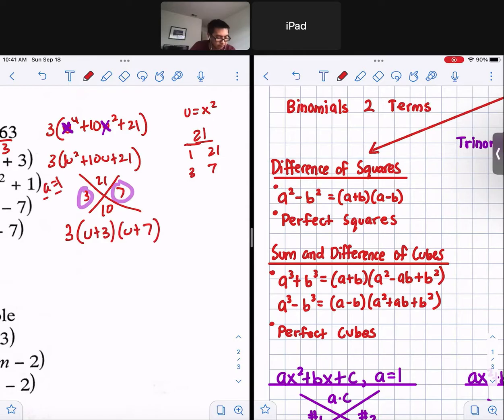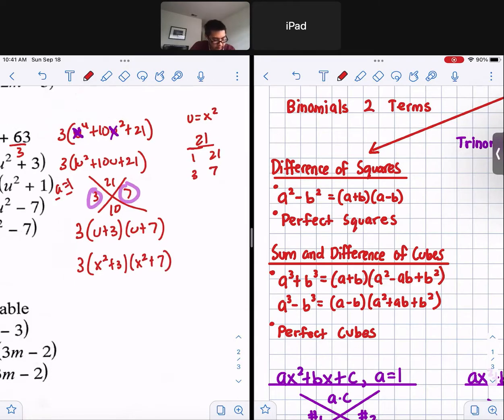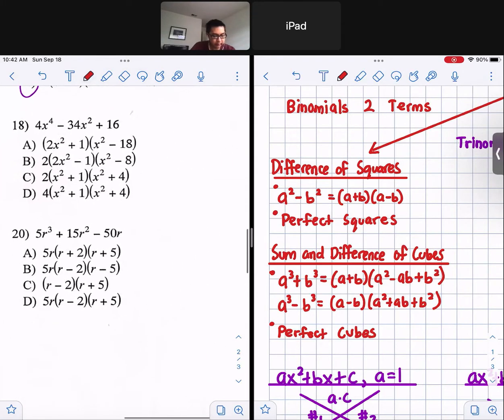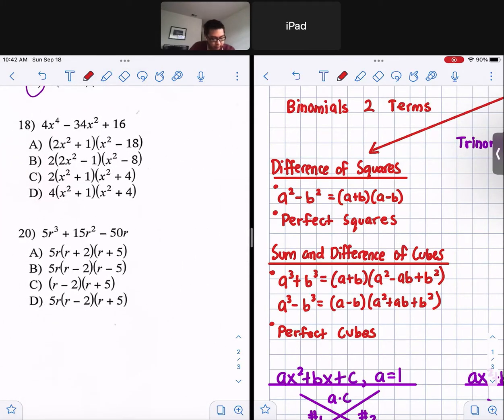But again, we start off with something different besides the u's. And we get that, which is going to be, what is that? A, which is going to be A. 18, can we factor out something from each term? Yes, we can factor out a 2, right? 2x to the 4th minus 17x squared plus 8.